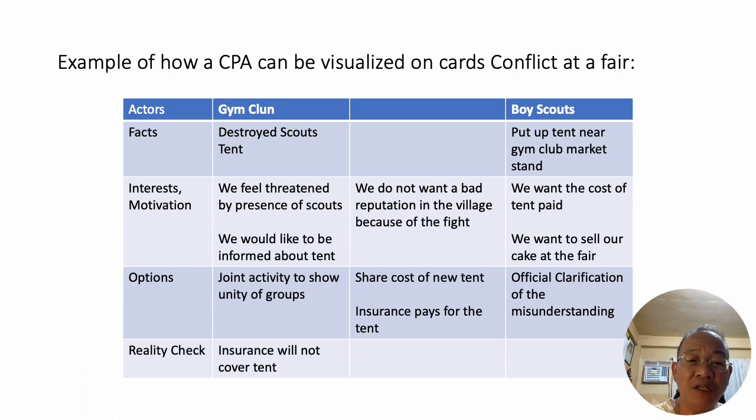So interest and motivation: we feel threatened by the presence of Scouts. We would like to be informed about the tent. We do not want a bad reputation in the village because of the fight. We want the cost of the tent paid. We want to sell our cake at the fair. Options: joint activity to show unity of groups. Share of cost of new tent, insurance space for the tent, official clarification of the misunderstanding. Reality check: insurance will not cover the tent. So this is an example of a CPA card and one way to analyze a particular conflict.